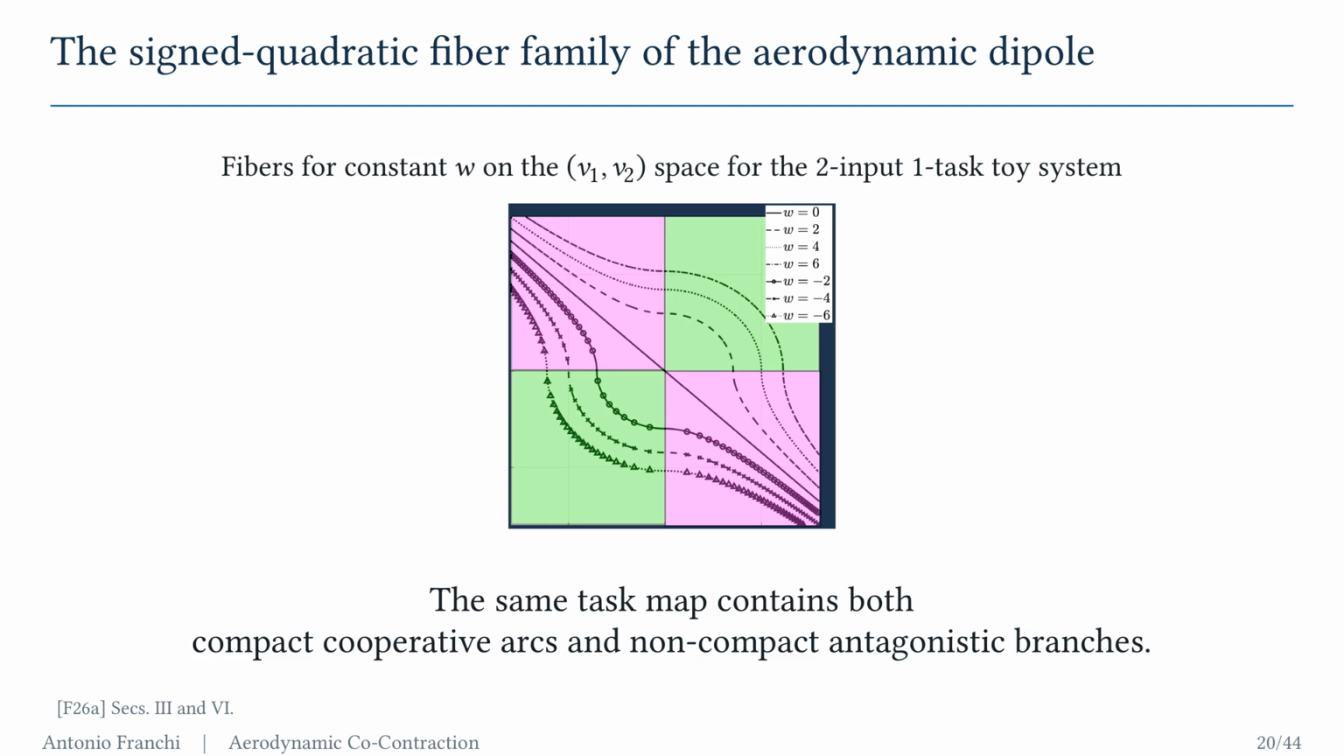The plotted level sets are the complete family of constant task fibers of this assigned quadratic map for the aerodynamic dipole. In cooperative regions, the fibers are compact elliptical arcs. In the antagonistic regions, they are hyperbolic branches. The same nonlinear map, therefore, contains two fundamentally different feasible geometries.